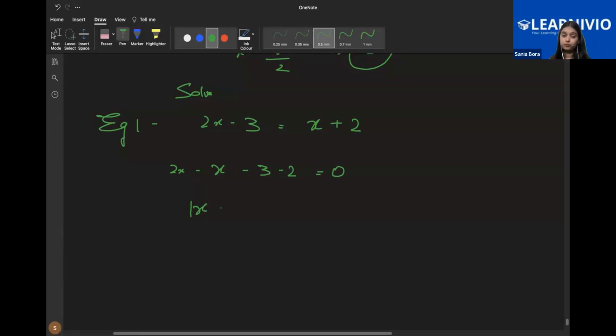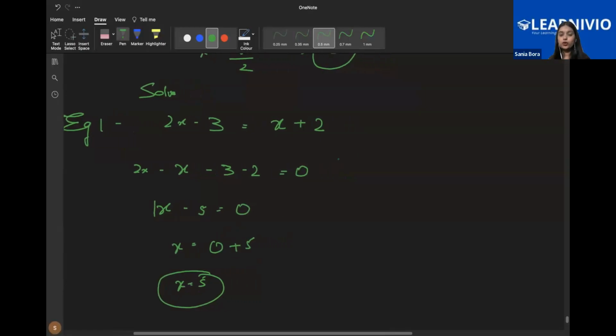Minus 5. Okay. Then x would be here only and this 0 plus 5. So x is 5. Clear?